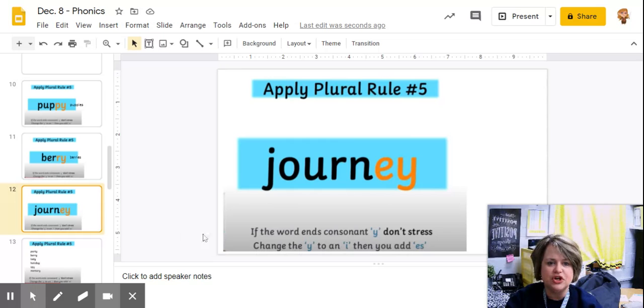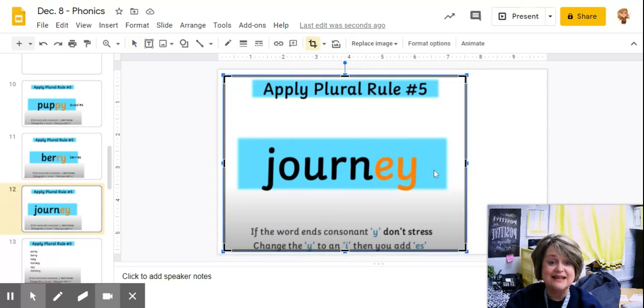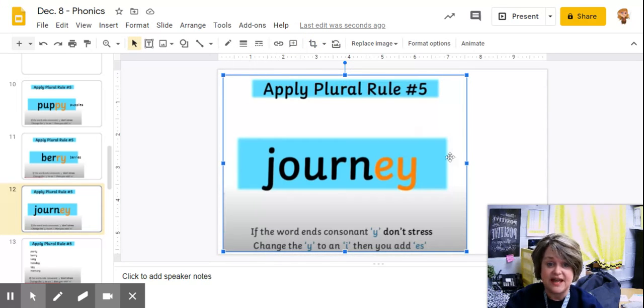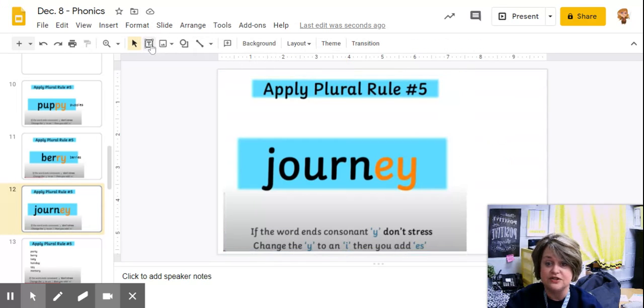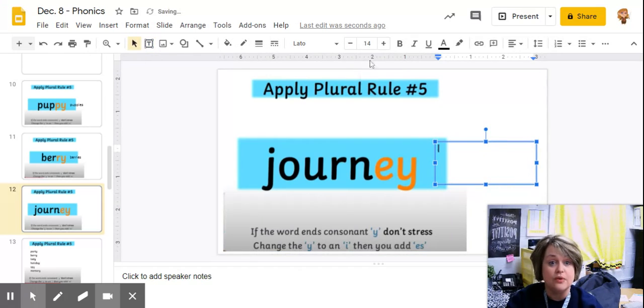This word is journey. Let's look at journey. Here's a Y. Is that a consonant? No. This time, this is not a consonant, so we're not going to follow that rule. This time, we just add S. Let me show you how to do that. You're just going to type the whole word again, and then you're just going to put an S on the end. So that's how you know when you need to do that: you're looking for vowels or consonants.